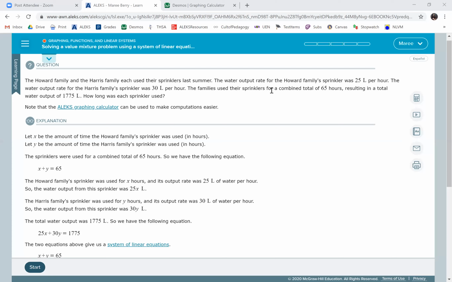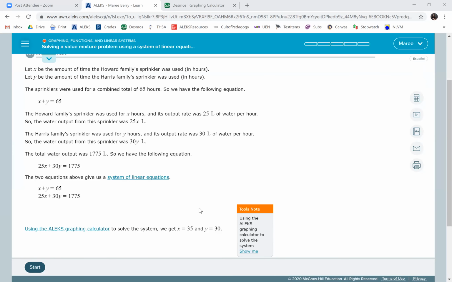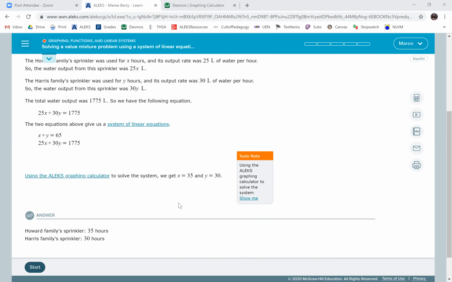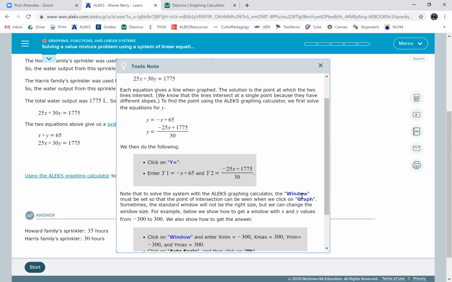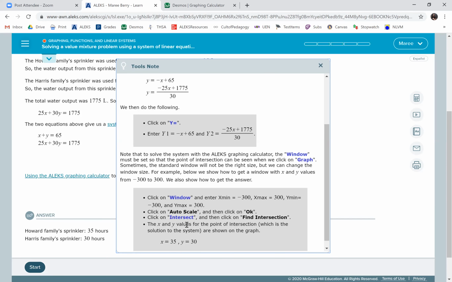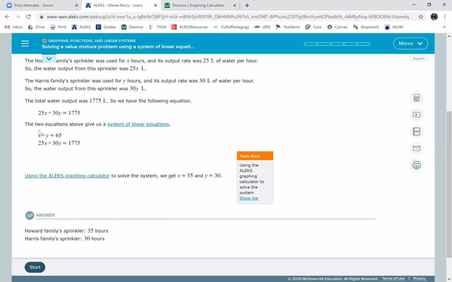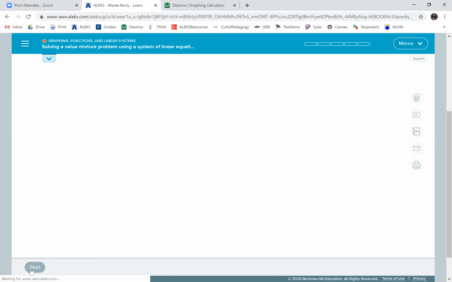Now, you can solve these using a graphing calculator. You just have to solve for Y in each one, and then you can plug it into your graphing calculator. So I can show you how to do that. You solve for Y, and then when you graph each line, where they intersect, you might have to change the window too, but where they intersect is the X and the Y. So Howard's would be the X and Harris would be the Y. You can do that, or you can solve by substitution, where you solve for Y and then plug it into the other equation. But I'm going to teach you with the graphing calculator because it does make it just a little bit better.